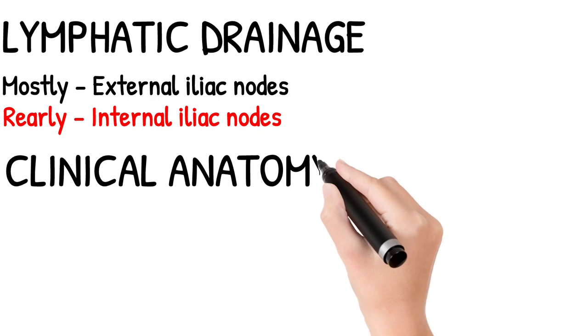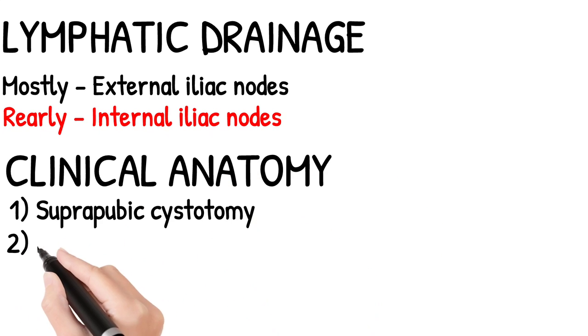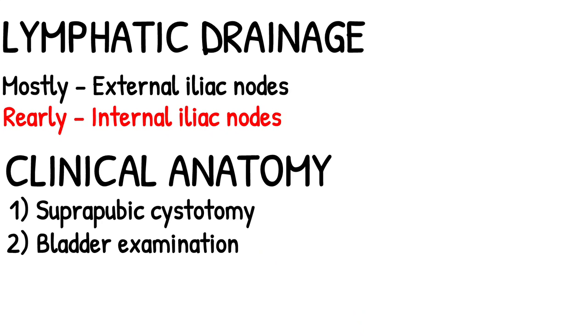Now coming to the lymphatic drainage of the urinary bladder. The urinary bladder drains its lymph into the external iliac nodes mostly, and rarely into the internal iliac nodes.